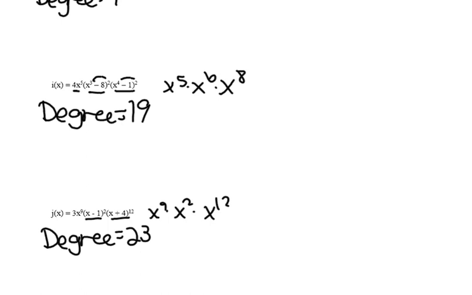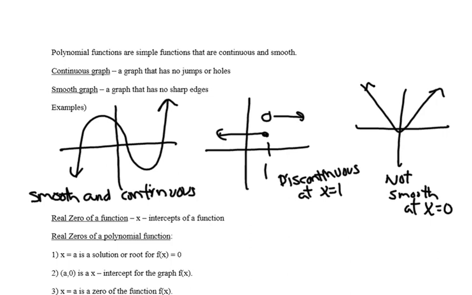Okay, so let's talk about polynomial functions then. These are simple functions that are continuous and smooth. A continuous graph is a graph that has no jumps or holes. And a smooth graph is a graph that has no sharp edges. So I've drawn examples below. The one on the left is a graph that is smooth and continuous. These are what I would expect our polynomial functions to be.